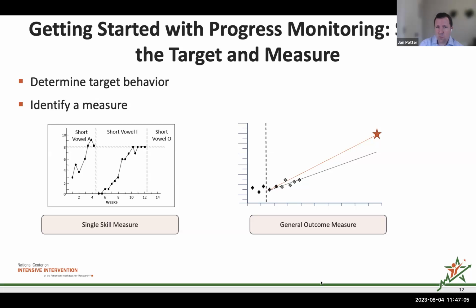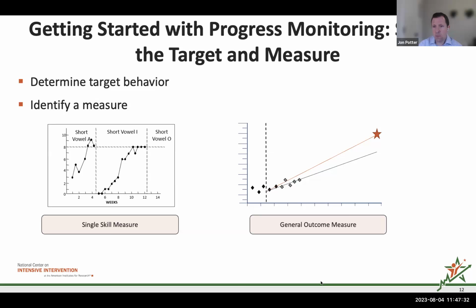But whereas a single skill measure is going to measure one skill at a time, general outcome measures are going to measure all of the skills within an area that kids need to learn. And so, for example, a general outcome measure, rather than measuring A, then I, then O, they would have all those sounds on a probe, and then kids would see growth as they develop each sound.